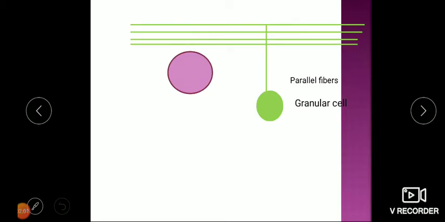Now this is the biggest cell present in the brain. This is called as a Purkinje cell. So this cell is key cell of cerebellar cortex. Now it is having dendritic connections with this parallel fiber. So in this way both cells are connected. So there is a synaptic connection between Purkinje cell and the granular cell.